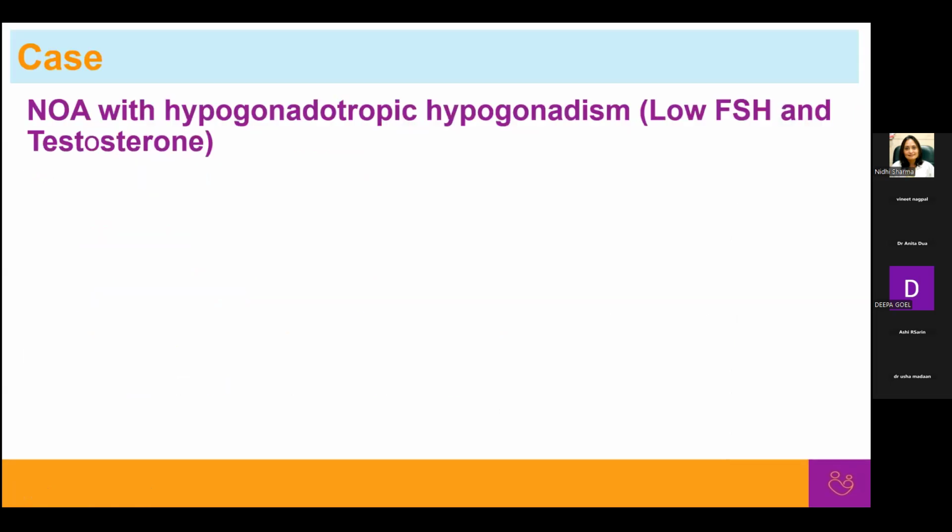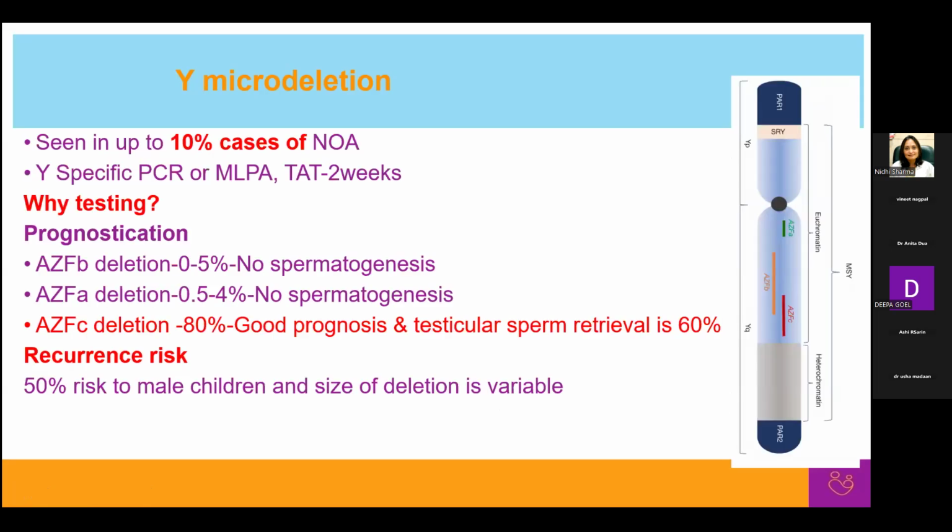Now I will go to another case, non-obstructive azoospermia. Here I have a question. Ma'am, when to advise Y microdeletion versus karyotype as a first line investigation in male infertility?